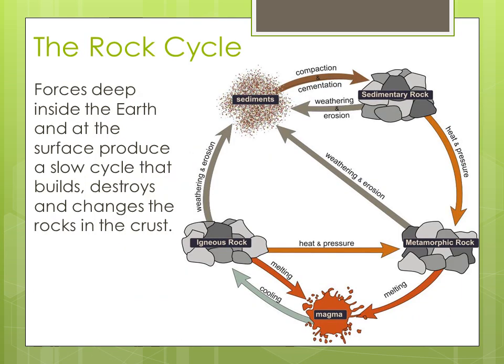And to finish up here, the rock cycle. Now, the rock cycle describes forces deep inside the earth and at the surface that produce a slow cycle that builds, destroys, and changes the rocks of the crust. So you see here in this picture how sedimentary rock, metamorphic rock, and igneous rock are created, whether through heat and pressure, melting, weathering and erosion, compaction and cementation, and how they're destroyed, and how they change into other types of rock.